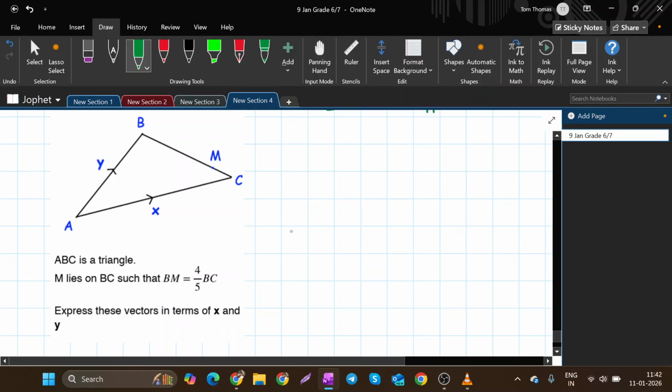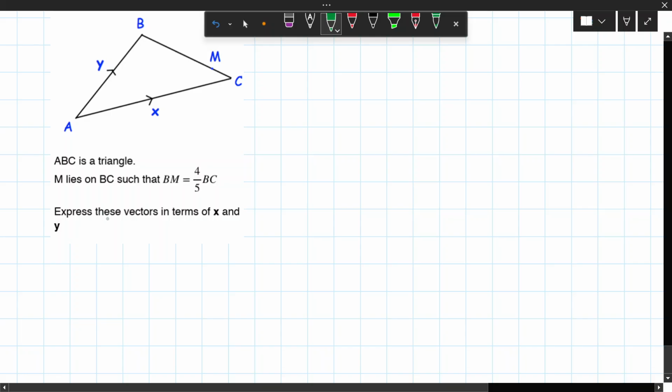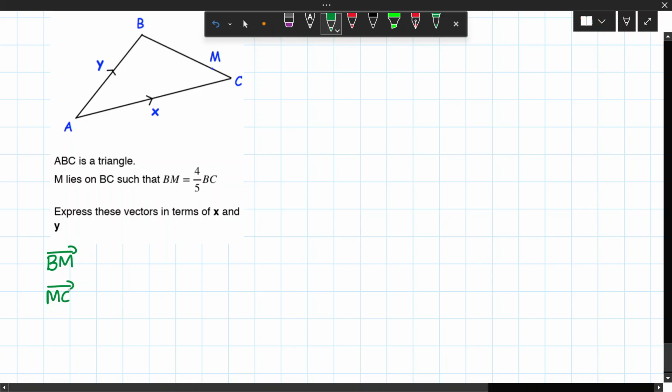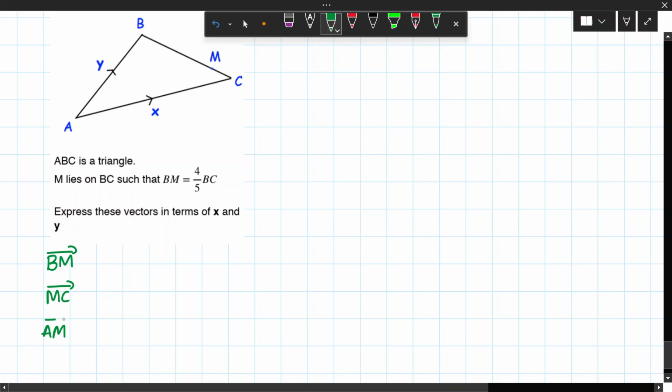Next one we have is a vectors question. It says we've got to express the vectors in terms of x and y. Clearly it says what are the vectors, so I'm just going to write the vectors. I need the vector BM, I need the vector MC, and I also need the vector AM. So I need 3 vectors.